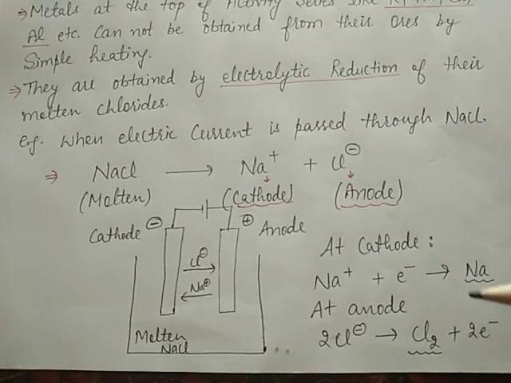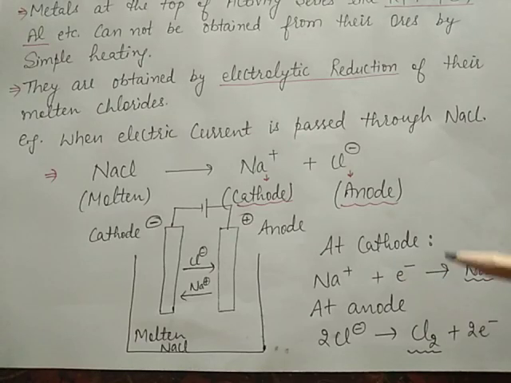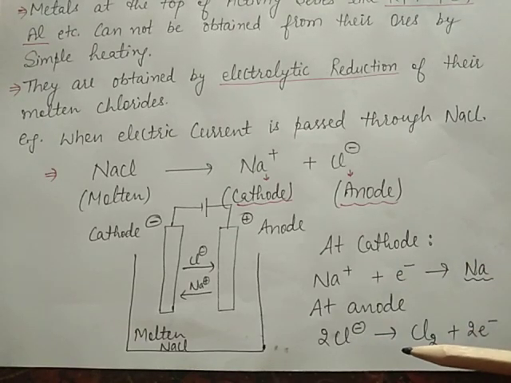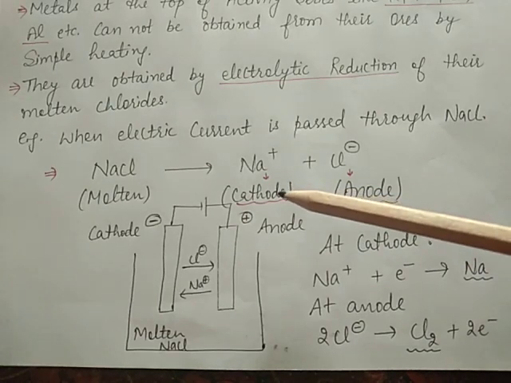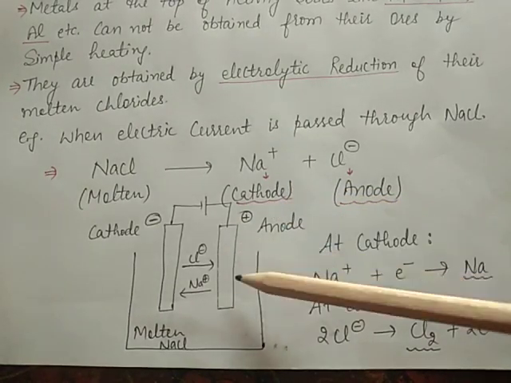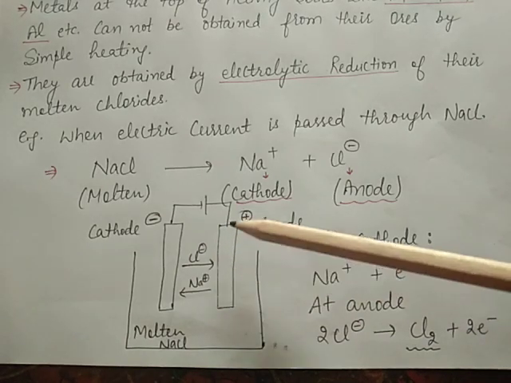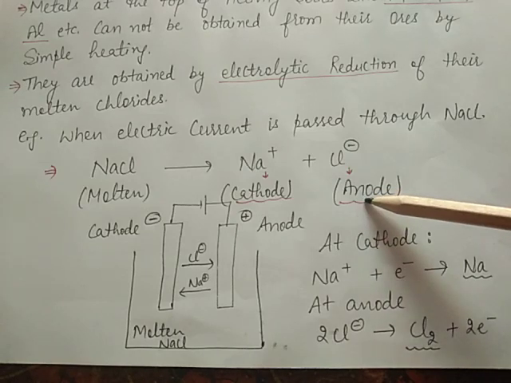Means we can say that sodium ions are reduced to Na, and Cl negative ions are oxidized to Cl2. So sodium is deposited at the cathode, this side, and chlorine is evolved at the anode.